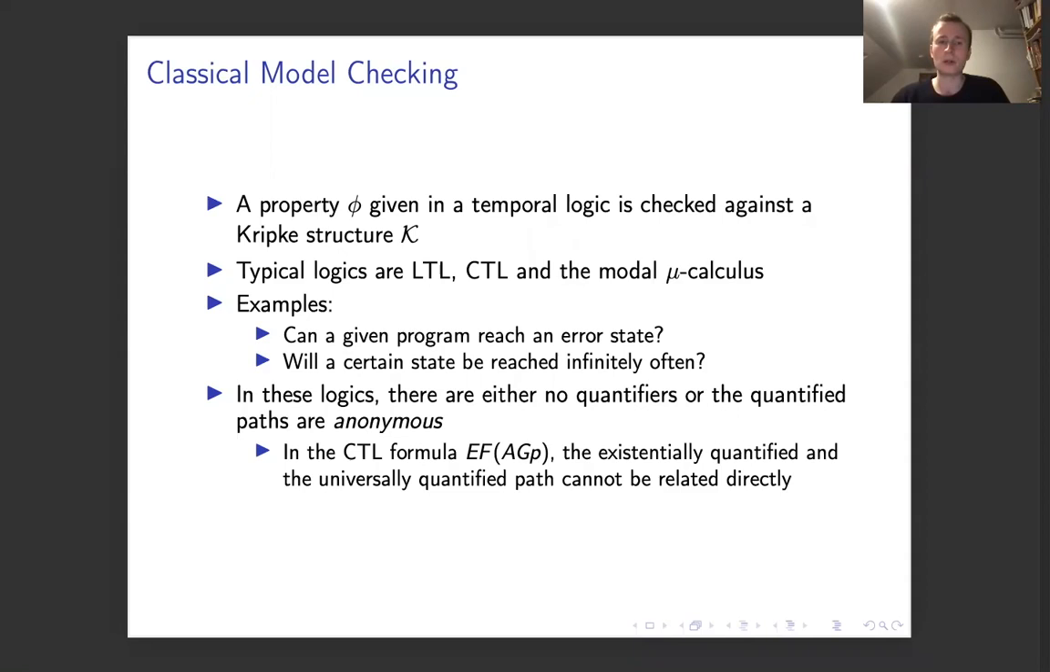Now, of course, common logics are logics like LTL, CTL, or the modal mu calculus, which can express familiar properties like reachability or liveness. But what all these logics have in common is that whenever they have quantifiers within them, the quantifiers are totally anonymous. So as you can see below in the formula EF-AGP, the EF part and the AGP part cannot refer to each other. So for example, the AGP part cannot refer to the quantification given by the EF part, because there are no variables or names attached to the quantifiers. And precisely for this reason, we need new logics to deal with hyperproperties.